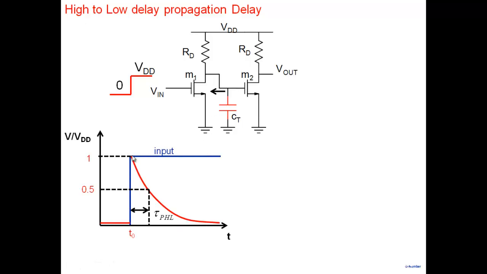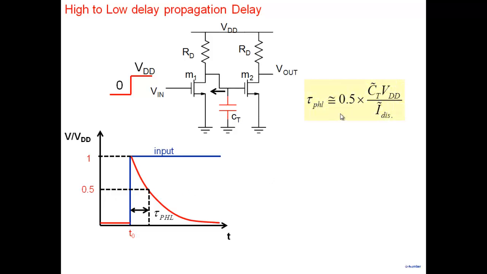Note that this is what will happen. If you abruptly switch the input, shown in blue, you go from 0 to VDD here. The output is initially 1, this is the normalized voltage here. The output is initially VDD and starts to decrease. And the tau PHL will be the point where again it reaches half the value. All right, so that's the definition.